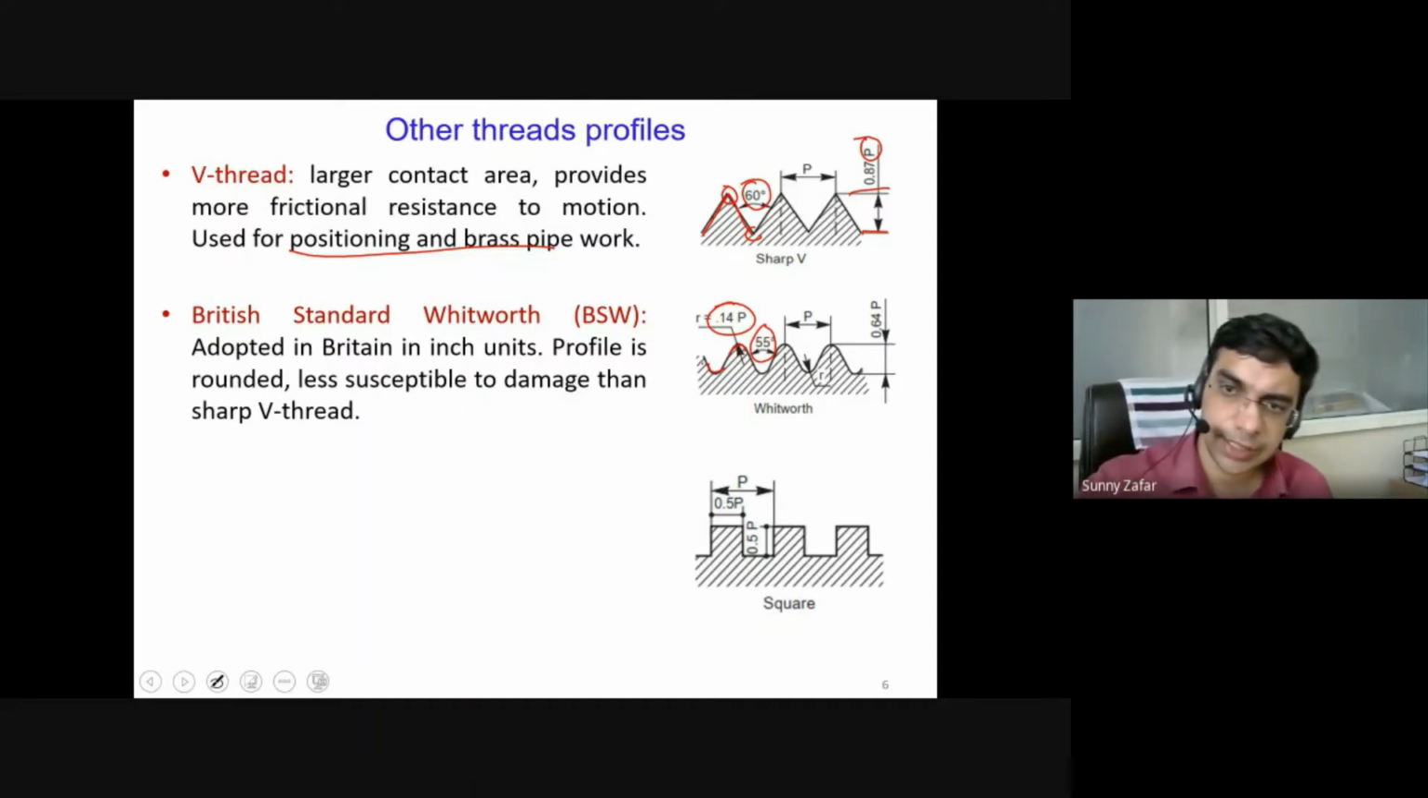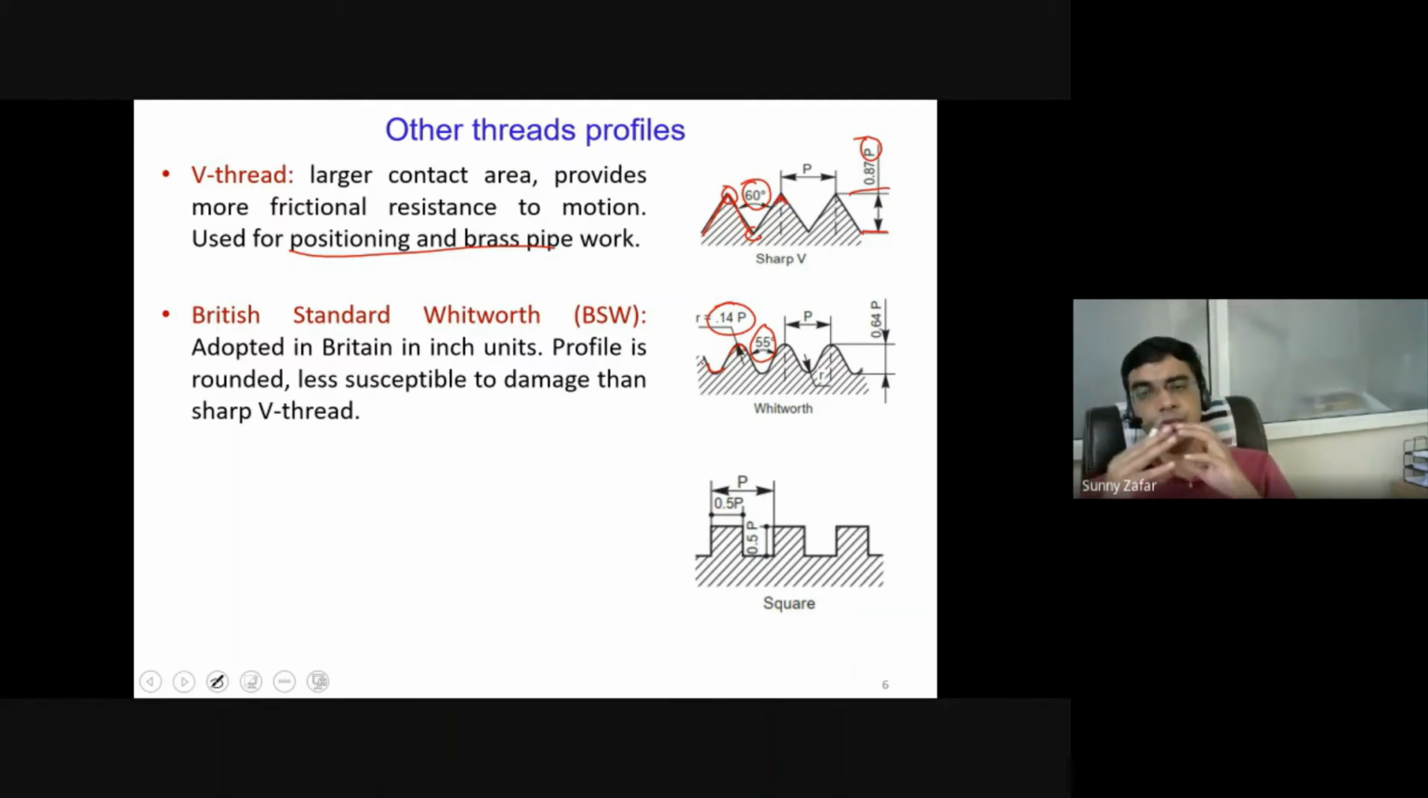You can understand that if the thread has a pointed feature, such pointed features are more prone to breakage, but a rounded surface is less prone to breakage or damage. So this is basically an advantage.